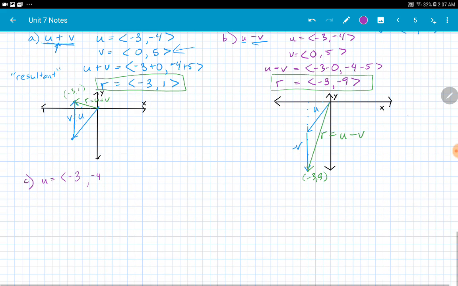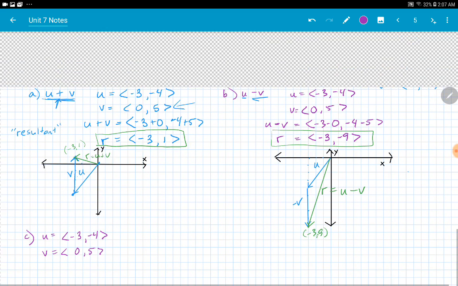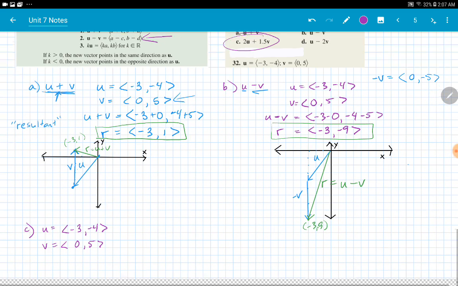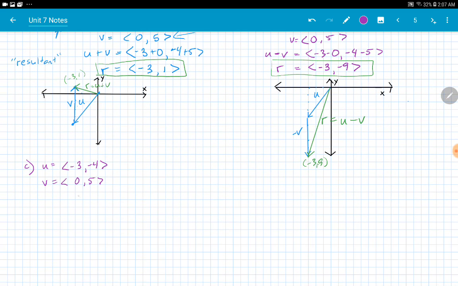Let's see. Negative 3, negative 4. And v is 0, 5. I'm still working with those two vectors, but for part C, I'm looking for 2u plus 1.5v.